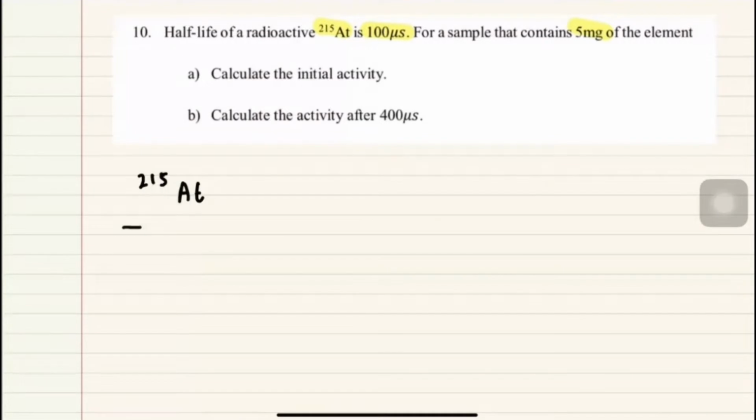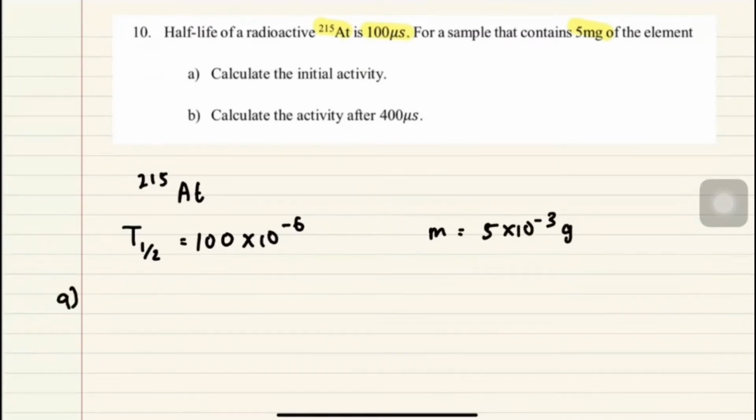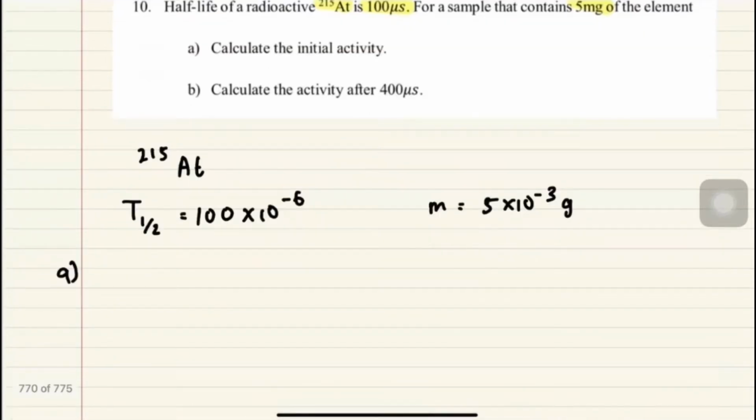So it's 215 80. Half-life is 100 microsecond. Okay, then this sample contains 5 milligram of the element. Okay, so if they give you mass, most likely you have to find N, numbers of nuclei from that particular mass lah. So m is 5 milligram. Normally I will write this one in grams saja. Okay, the first question they want you to calculate the initial activity. Okay, initial activity simbol apa yang dia nak cari? A0. A0. Okay, very good.